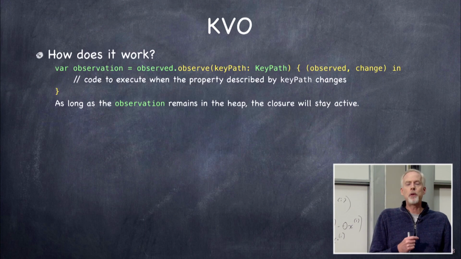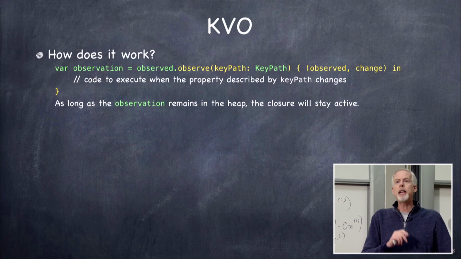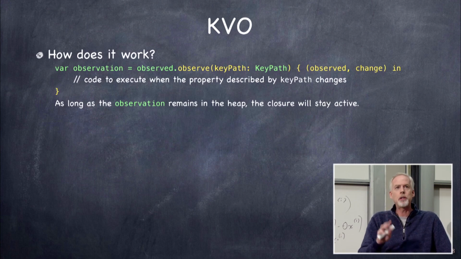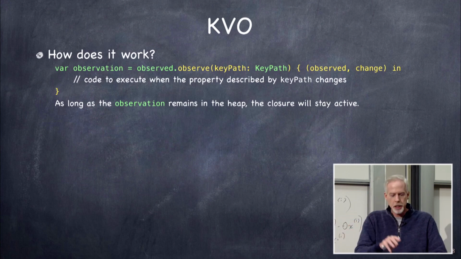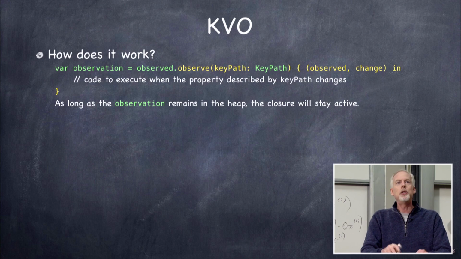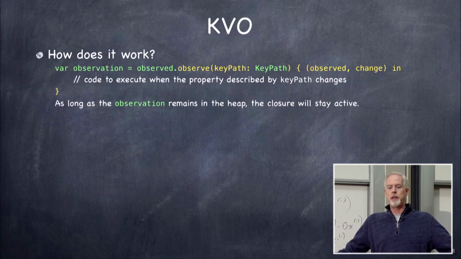It's a little different than notification though. You never say remove observer on that cookie. Instead, when that cookie goes out of the heap, it stops observing. So as long as you want this observation closure to be observing that thing, just keep that cookie in the heap. As soon as you let it go out of the heap, it'll stop observing.